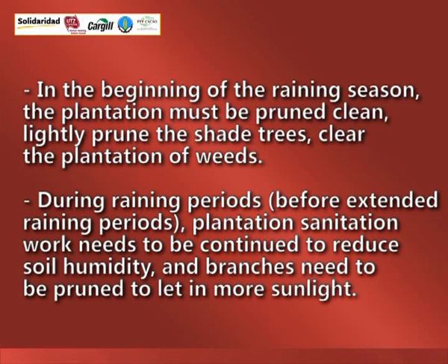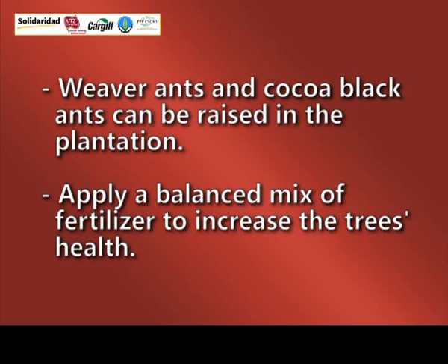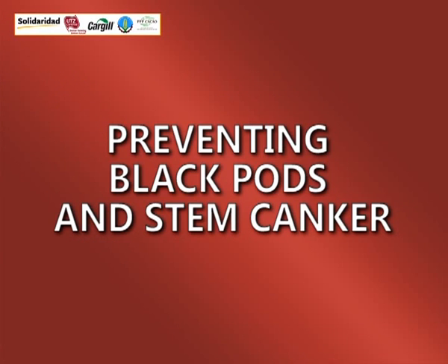In the beginning of the raining season, the plantation must be pruned clean. Lightly prune the shade trees and clear the plantation of weeds. During the raining periods, before extended raining periods, plantation sanitation work needs to be continued to reduce soil humidity, and branches need to be pruned to let in more sunlight. Weaver ants and cocoa black ants can be raised in the plantation. Apply a balanced mix of fertilizer to increase the tree's health.